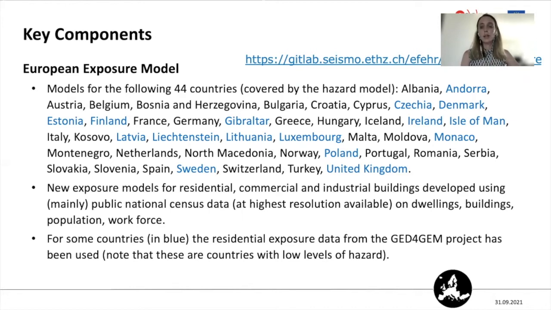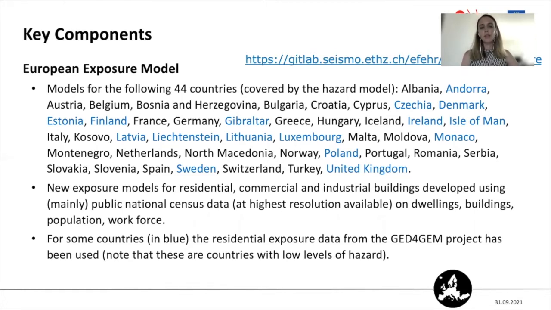The countries that you see in blue have been instead taken from past efforts, past projects. One in particular is the GED4GEM project that the Global Earthquake Model funded to produce a global model of exposure. And these countries tend to have lower levels of hazard, and that's why we have not yet been able to focus our efforts into improving more recent exposure models.